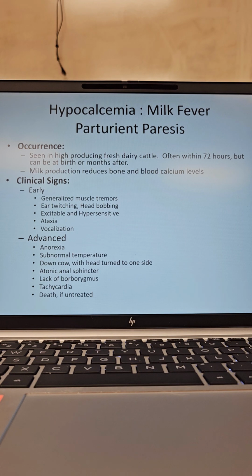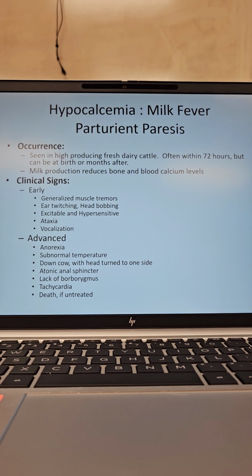Occurrence. This is seen in high-producing fresh dairy cattle: hypocalcemia, milk fever, also known as parturient paresis. We can see this in dogs as well. This is a cow that has just given birth. They're making high quantities of milk. They don't have enough calcium to support themselves.